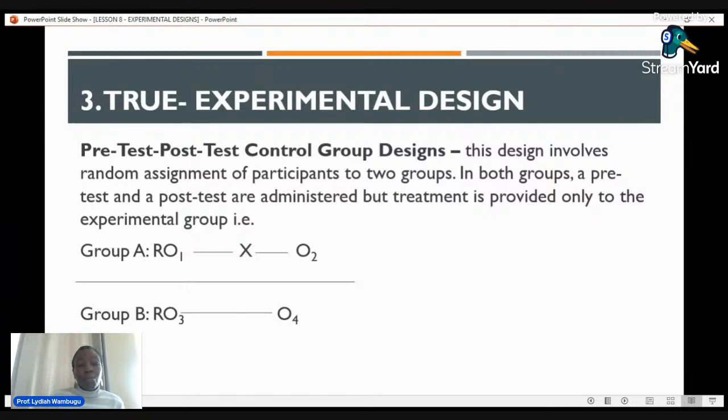So it is similar to the one at the quasi-experimental, only that now in this one there is randomization. So again, you have 2 groups. The experimental receives the treatment. You first do a pre-test, O1, O3. You do a pre-test, and then the experimental is given the treatment, and then you do a post-test, which is O2 and O4.